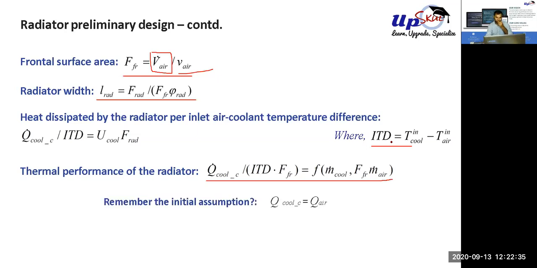So the initial assumption, as you can see, we are here seeing the heat rejection per unit of inlet temperature difference, and as you remember, the initial assumption was this: heat rejected by air equals heat rejected by coolant. So essentially, we are having a round circle.